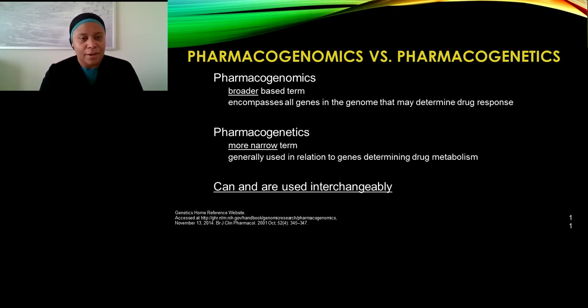Many people have talked about which term is the most appropriate. So pharmacogenomics, when we use the word genomics, it's broader. It really takes into consideration all the genes in the genome that determine drug response. And pharmacogenetics is more narrow, and it's generally used in relation to genes that determine drug metabolism. So these words can be used interchangeably.